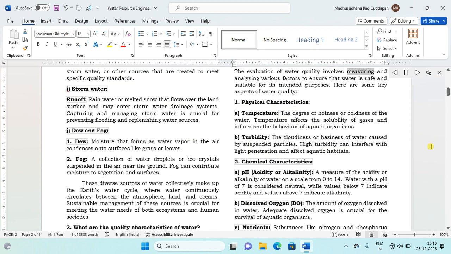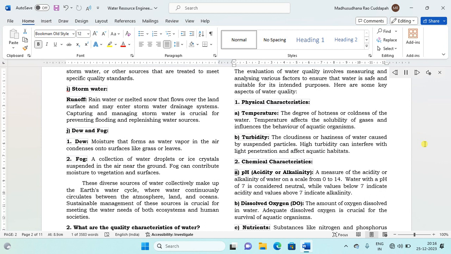The evaluation of water quality involves measuring and analyzing various factors to ensure that water is safe and suitable for its intended purposes. Here are some key aspects of water quality. 1. Physical characteristics. A. Temperature, the degree of hotness or coldness of the water. Temperature affects the solubility of gases and influences the behavior of aquatic organisms. B. Turbidity, the cloudiness or haziness of water caused by suspended particles. High turbidity can interfere with light penetration and affect aquatic habitats.